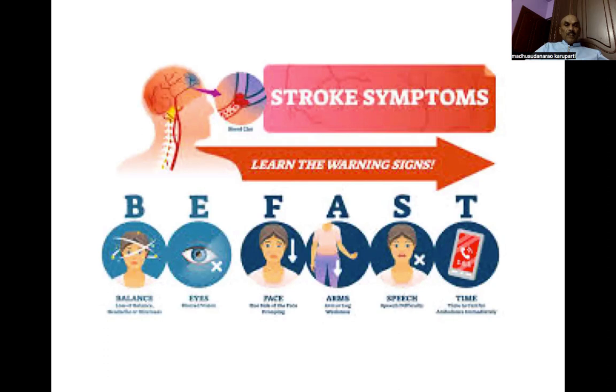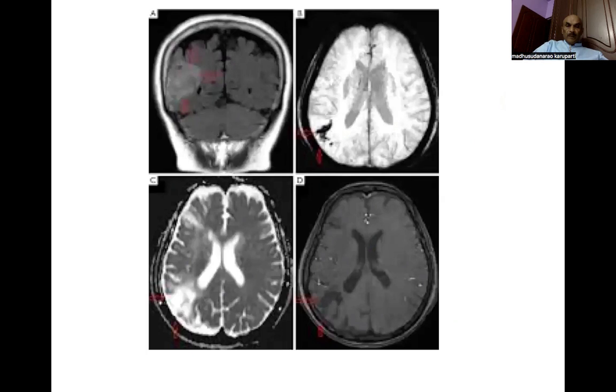Okay, so this is what you have got to learn about the stroke symptoms and the provisional diagnosis before you start the treatment. Well, this is the MRI taken for a patient with stroke, showing the areas of infarct.